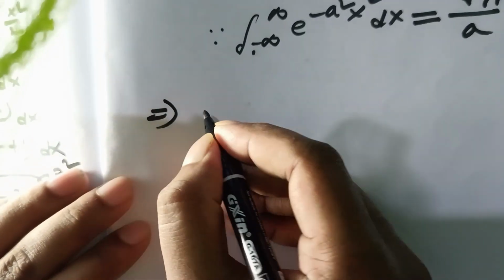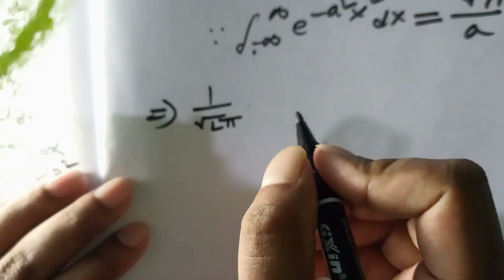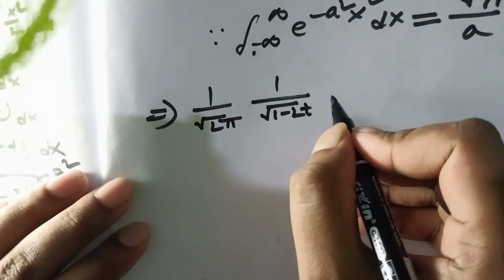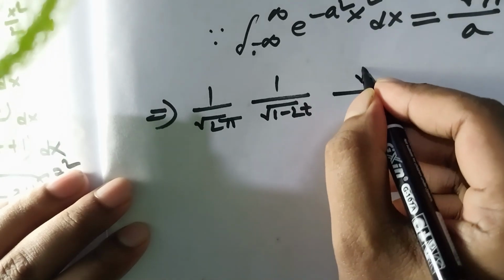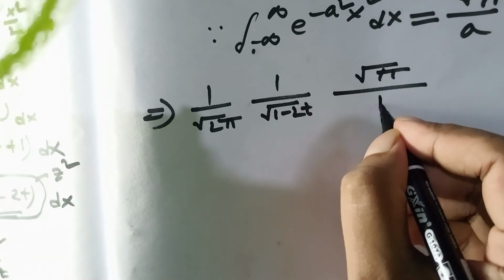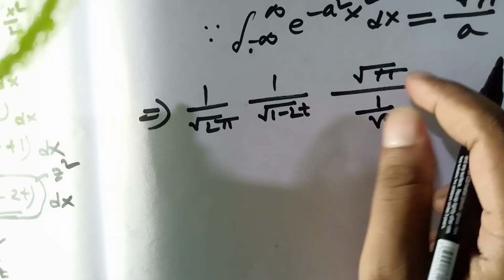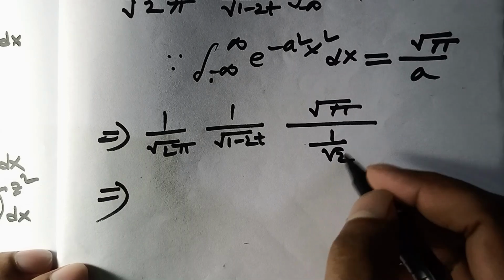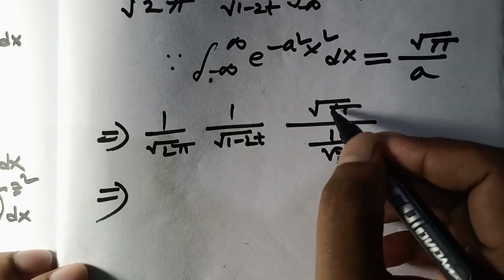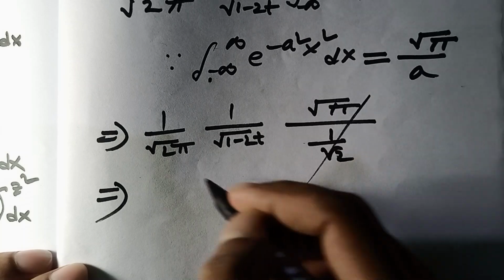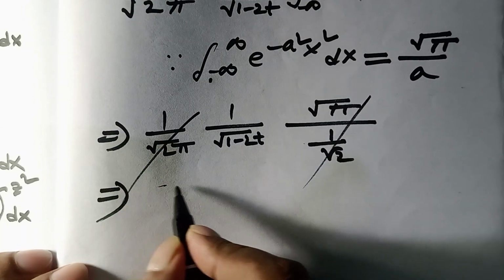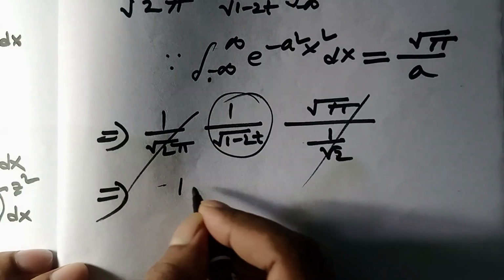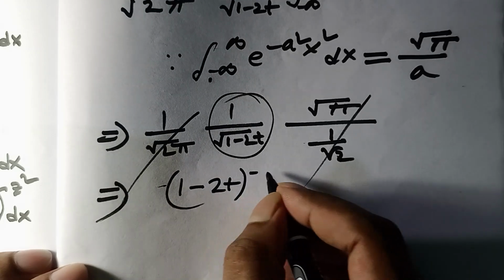So now I can write 1 by root 2 pi, times 1 over root of 1 minus 2t, times root pi divided by a, where a is 1 by root 2. Now I can multiply this root 2 with this pi, and then this whole thing will cancel with this whole thing. Then I am left with only this part, and I can write it as (1 minus 2t) to the power minus half.